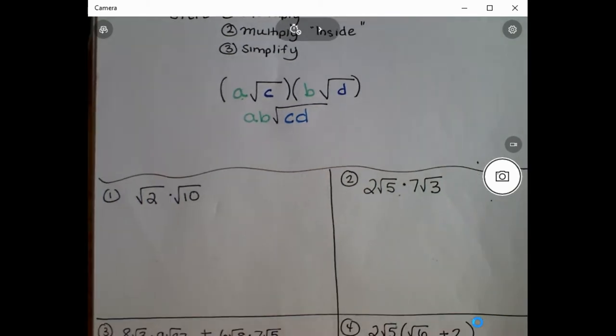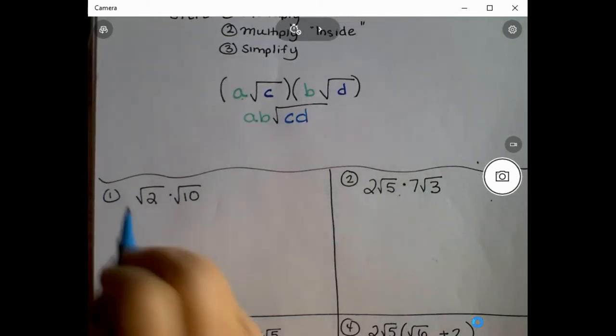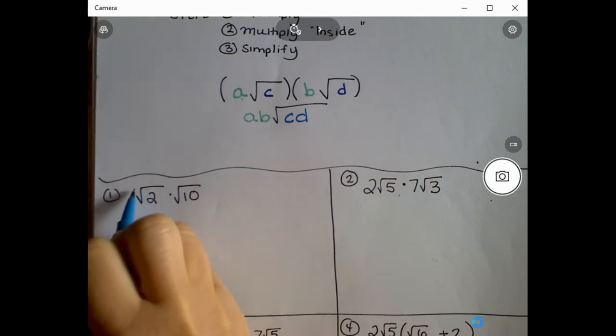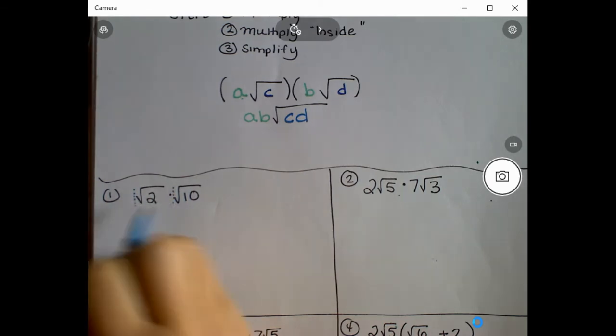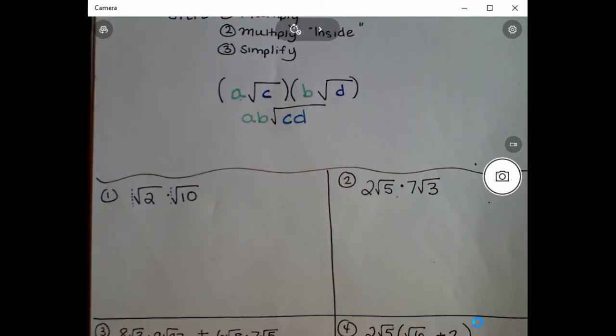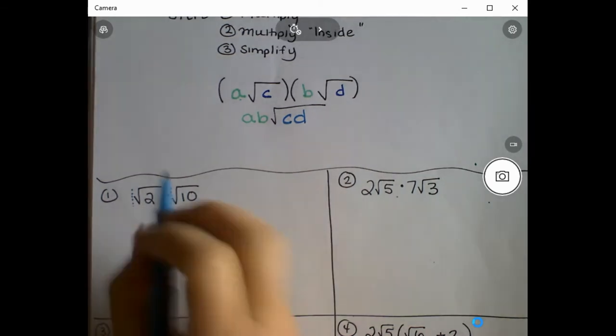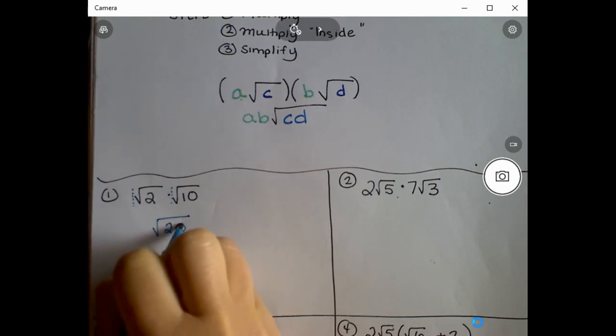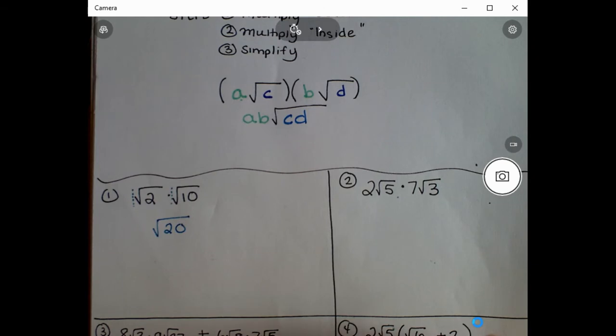All right, the steps again are multiply the numbers on the outside. Well, these don't have any number on the outside. Of course, that means that there is an implied 1 there, and 1 times 1 is 1. Then you're going to multiply the numbers on the inside. 2 times 10 is 20. Okay, and then step 3 is to simplify. So we want to make sure this is in simplest form.